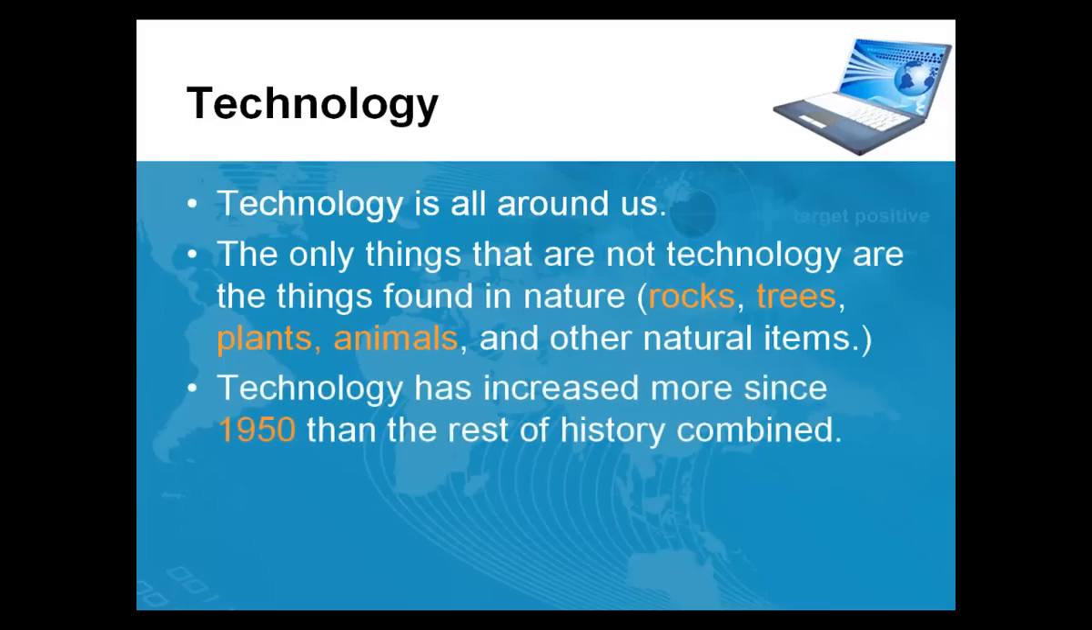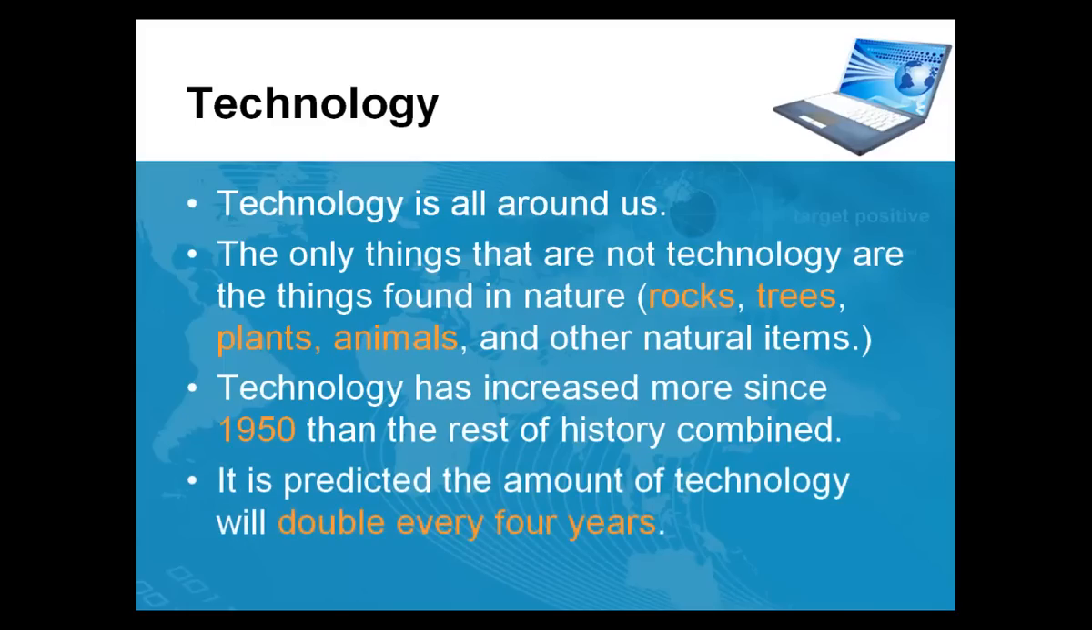Technology has increased more since 1950 than the rest of history combined. We've had an incredible amount of new things that have been created since 1950. Almost everything that we have today, as a matter of fact, wasn't around then. An interesting story was in 1930, they decided to close down the patent office because they said, we've already invented everything that can possibly be invented. Well, that's kind of nice thinking, but it's way out of line because we've invented many, many more advances in our world today than they ever dreamed of in 1930.